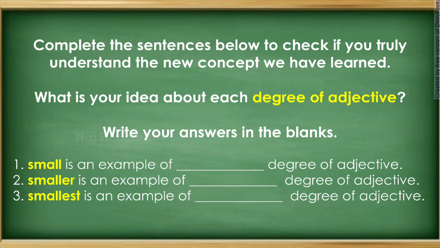The correct answer is, small is an example of positive degree of adjective. Smaller is an example of comparative degree of adjective. Smallest is an example of superlative degree of adjective.